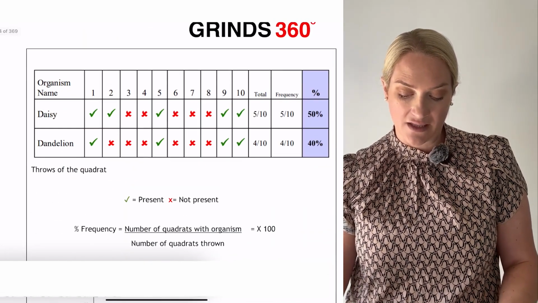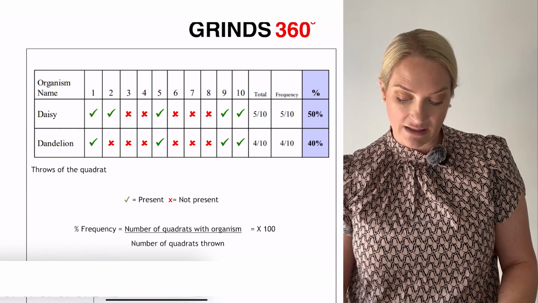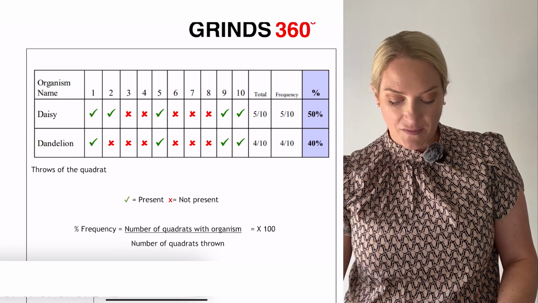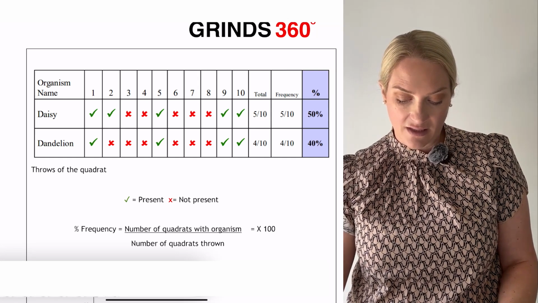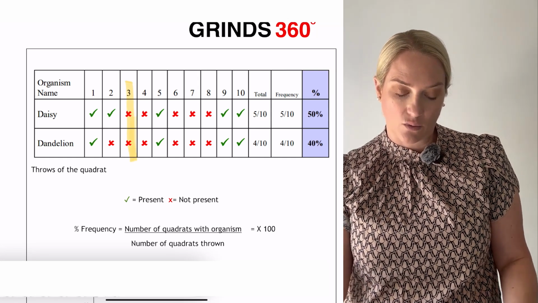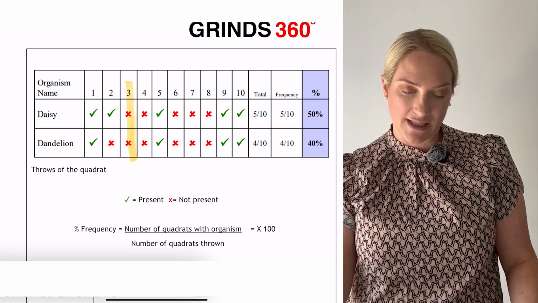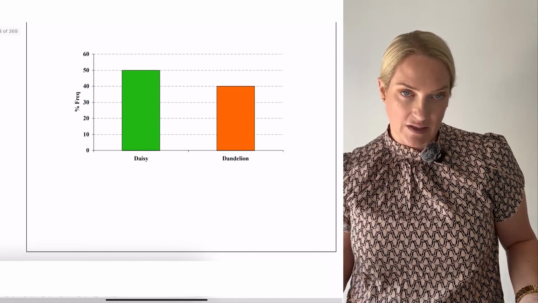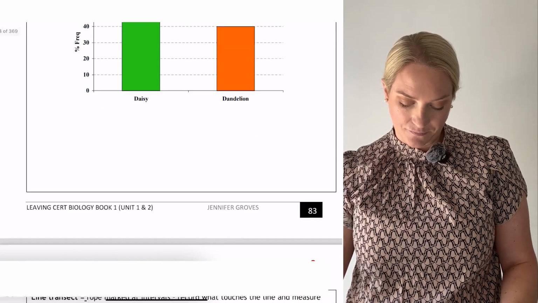So here we have percentage frequency. Daisy, I have there's actually 5 times, so 5 out of 10, 50% present. Dandelion is there 4 times. The X means that on this, for example here, on the 3rd throw, there was no dandelion or daisy present within that quadrat. So, how do I present my results? Here's my results presented in a bar chart.